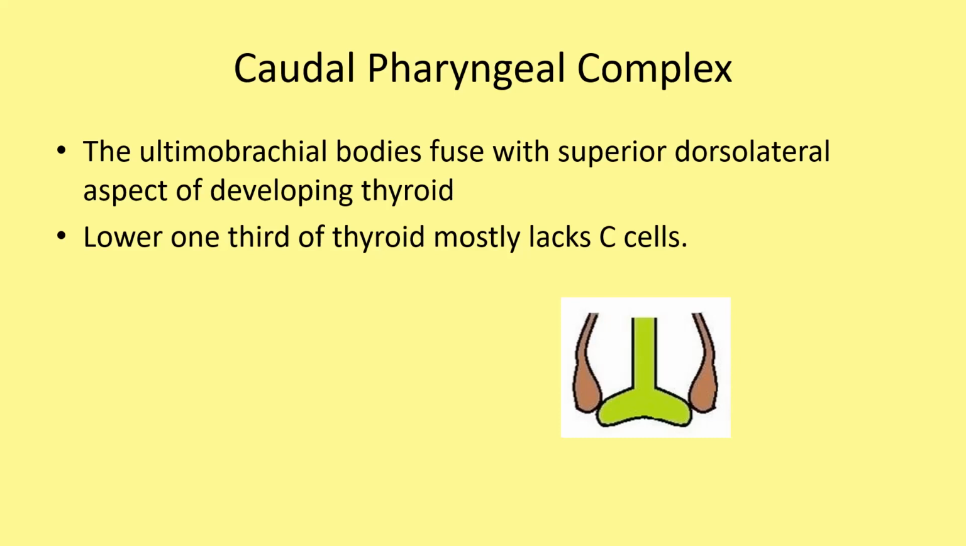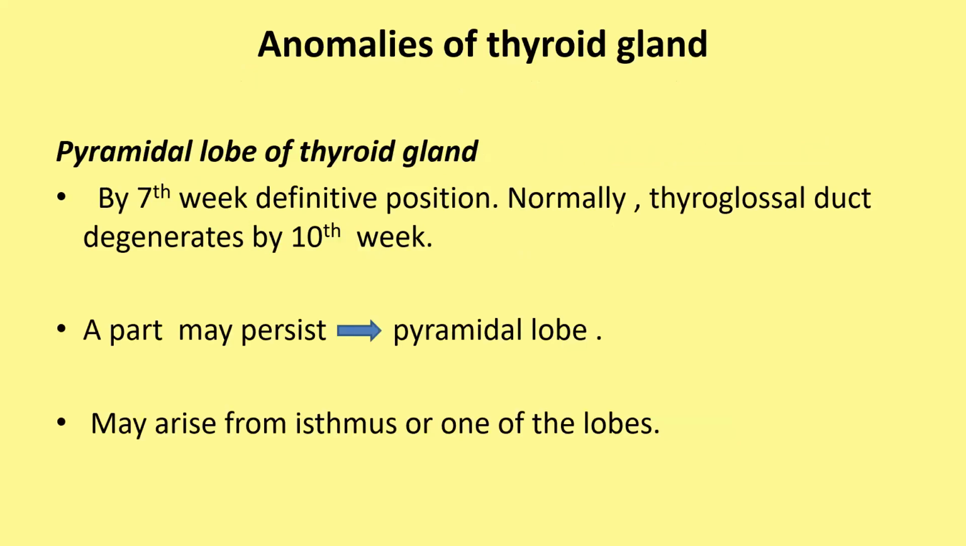And you must remember that the thyroid gland is developing in relation to the 4th pouch. So the caudal pharyngeal complex, which is formed by incorporation of the fifth pouch into the fourth pouch, gives rise to the parafollicular cells of the thyroid gland. So we come now to the anomalies of the thyroid gland. The pyramidal lobe of the thyroid gland.